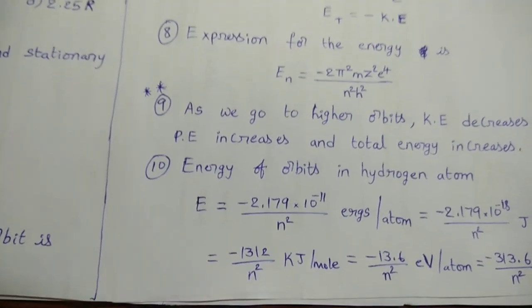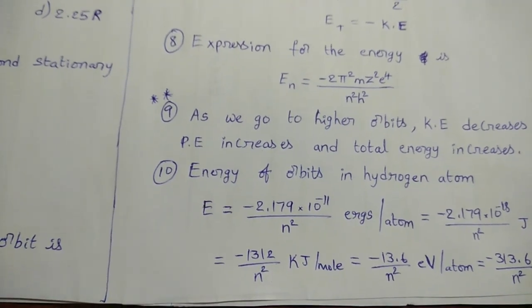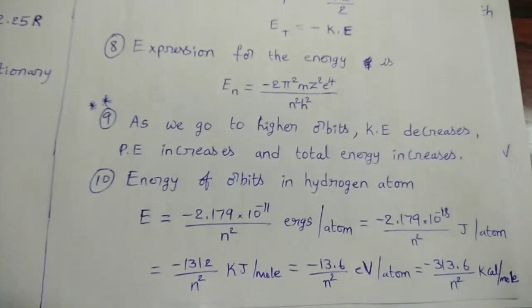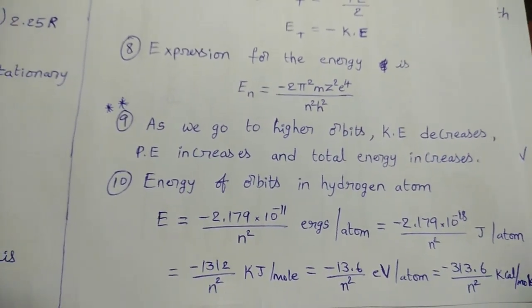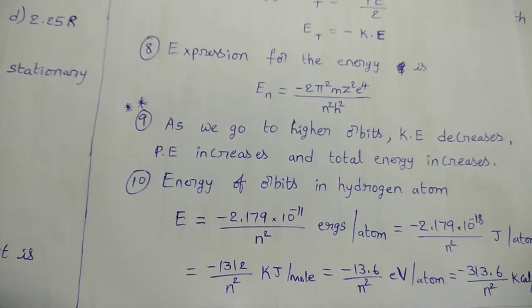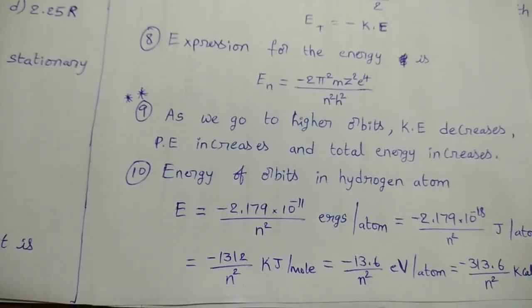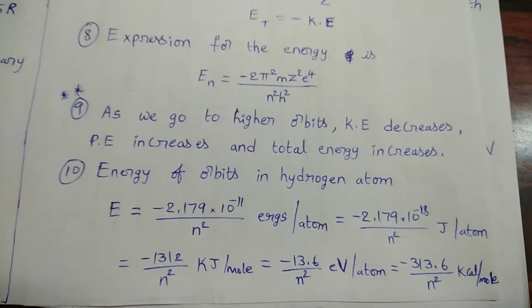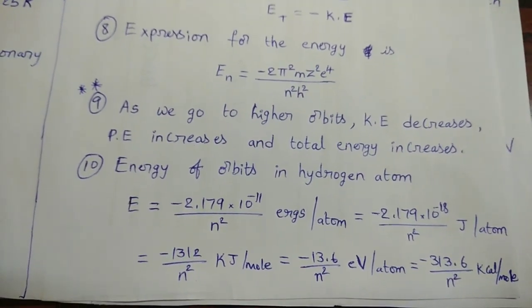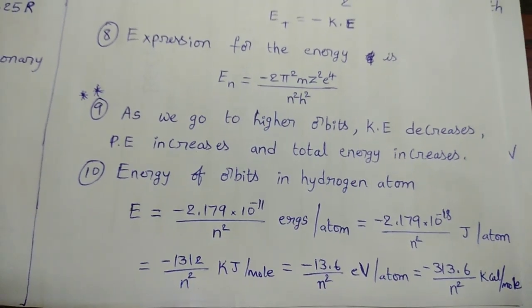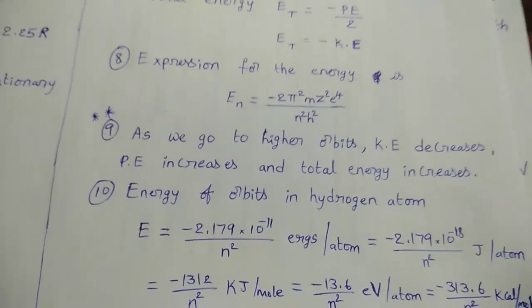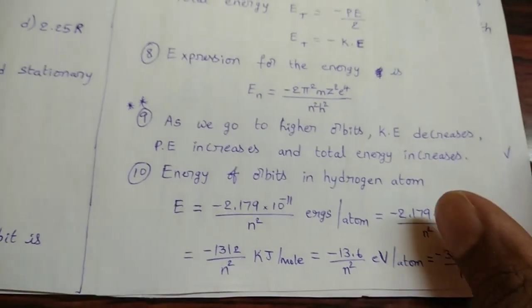In terms of kilojoules, minus 1312 divided by n square kilojoule per mole. In terms of electron volts, minus 13.6 divided by n square electron volt per atom. EV means electron volt. And kilocalorie per mole value is minus 313.6 divided by n square kilocalorie per mole. So this is the value for energy of the orbits in hydrogen atom or hydrogen like species.